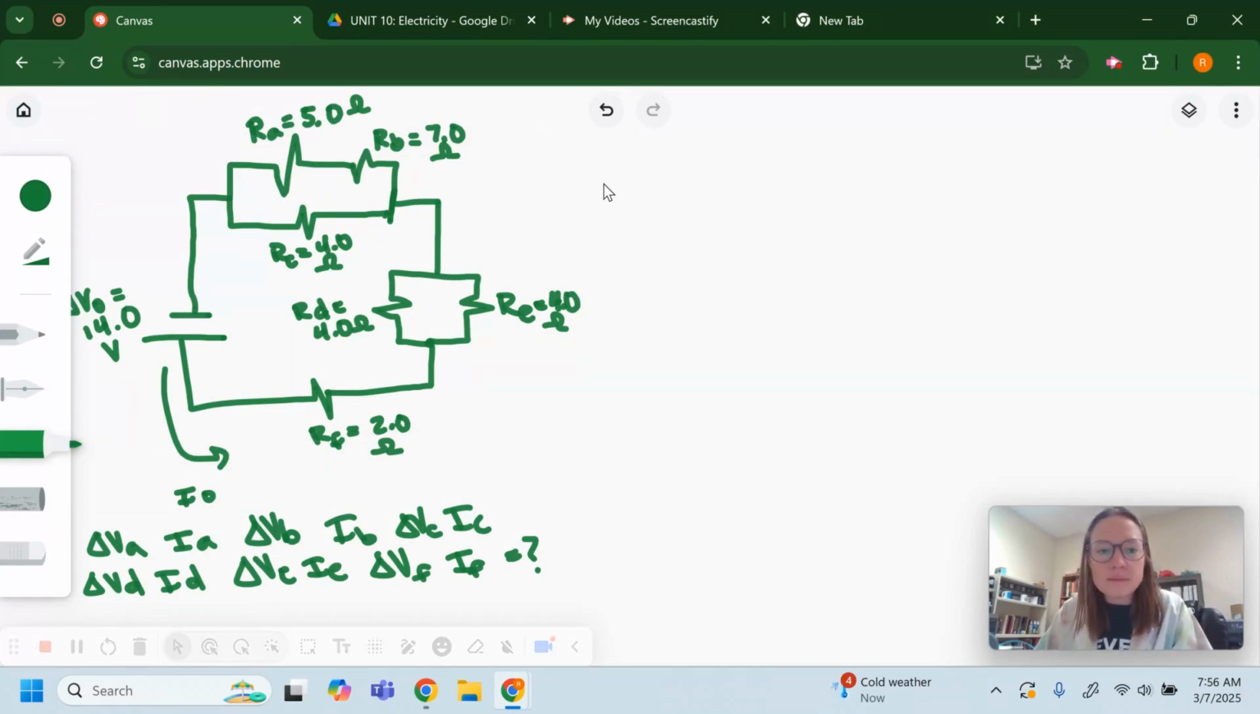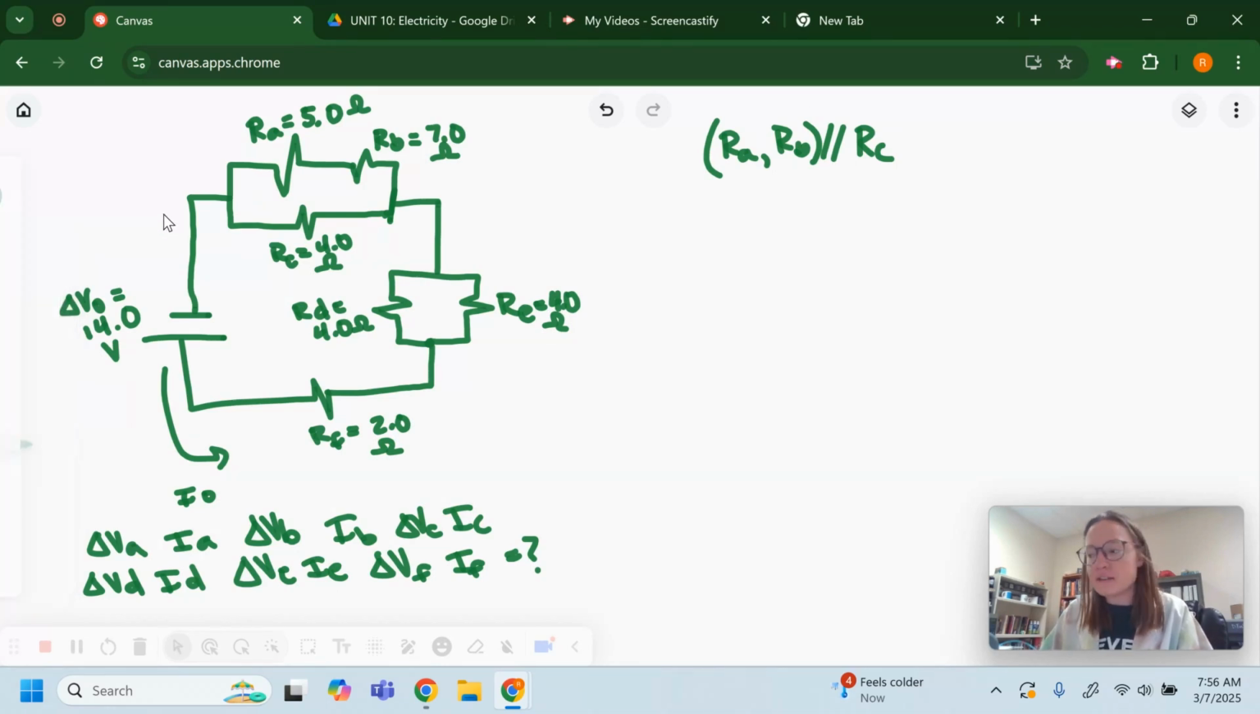I'm going to start by saying, okay, it looks to me like RA and RB are in series with each other. Those together appear to be in parallel with RC, because if I were a little electron, I could take two different paths. I could take a path through RA and RB. They have to be in series because they're on the same path. Or I could take a path through RC here. So these two are in parallel with RC.